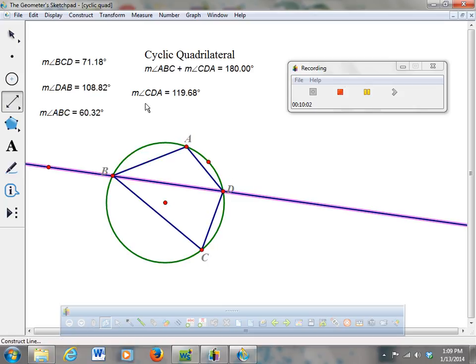So that's C63, cyclic quadrilateral. The opposite angles of a cyclic quadrilateral are supplementary.